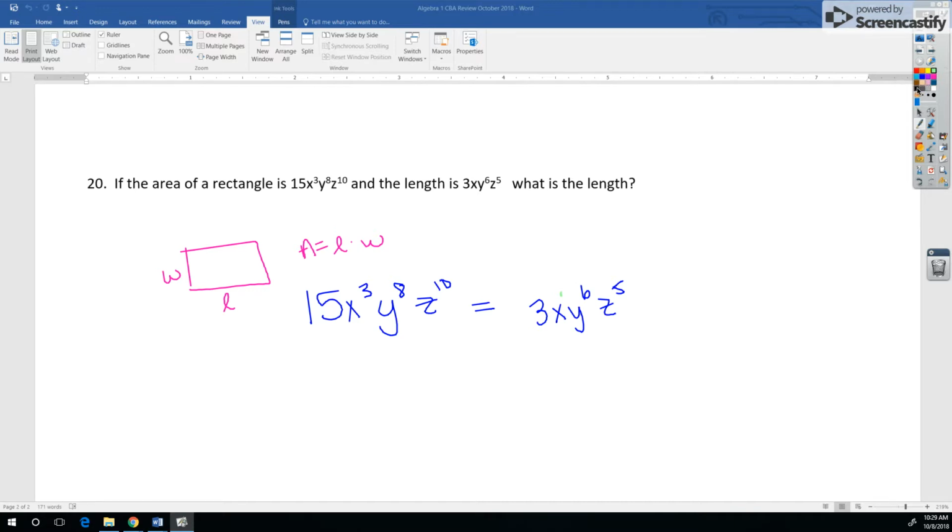So basically, I'm asking, what do you multiply by to get 15? So 3 times what is 15? 5. Okay, look at my x's. I have x to the 1st. 1 plus what is 3? Look at my y's. 6. 6 plus what gives me 8? And look at my z's. I've got 5. I need 10. So 5 plus what is 10? 5. So here's my answer. Okay, study, study, study.